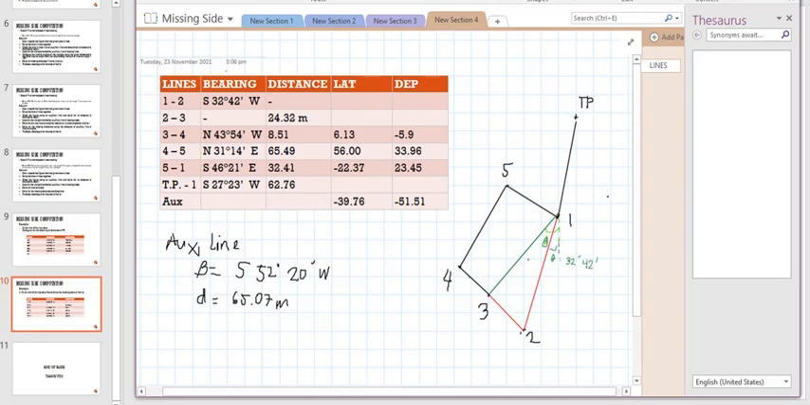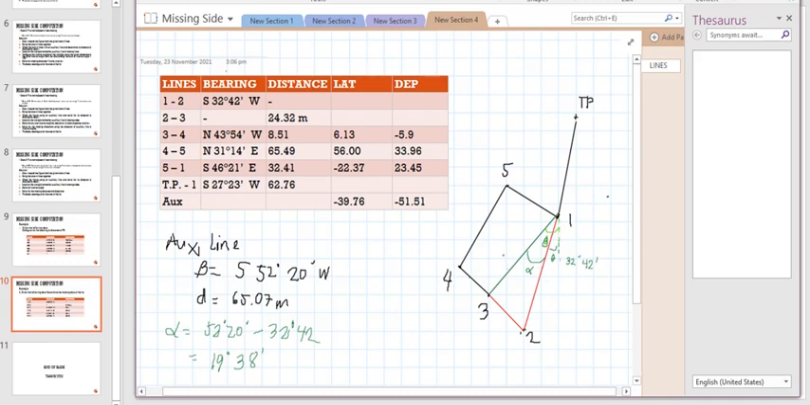Then this angle, let's say angle alpha, is the bearing of the auxiliary line minus 32.42. So alpha would be 52 degrees 20 minutes minus 32 degrees 42 minutes. That is equal to 19 degrees 38 minutes. So we have one interior angle.